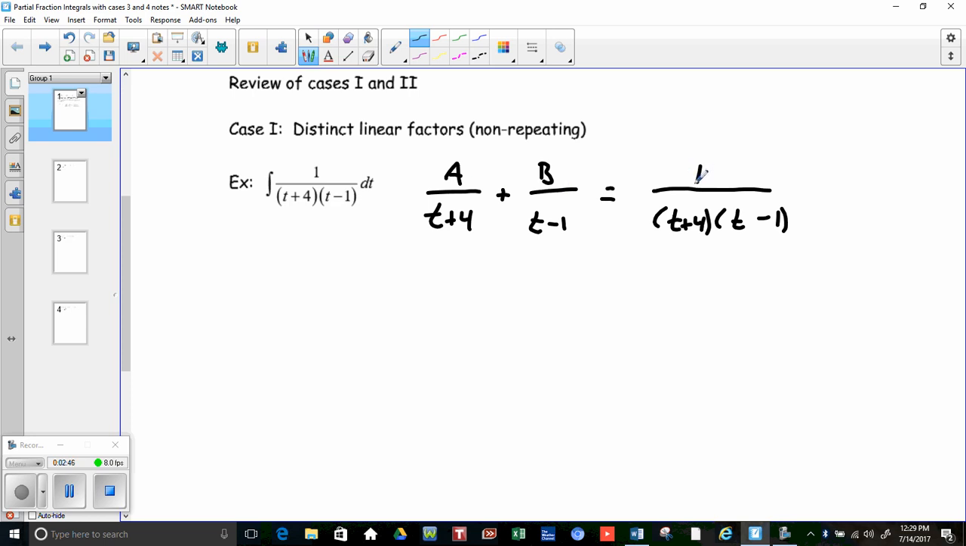The idea is if you multiply both sides of this equation by the common denominator, t plus 4, t minus 1, this whole thing becomes 1, because you're going to multiply the t plus 4, t minus 1 on top. Those will divide out, and you'll be left with 1. If you were to multiply this side, each piece by t plus 4, t minus 1, the t plus 4s are going to cancel out here, leaving you with A times t minus 1. And then here, the t minus 1s will cancel out, and that'll leave you with plus B times t plus 4.